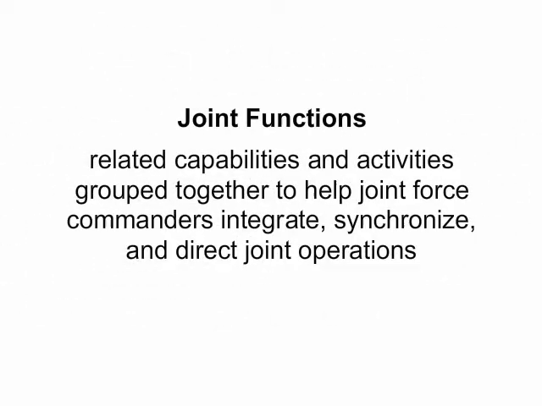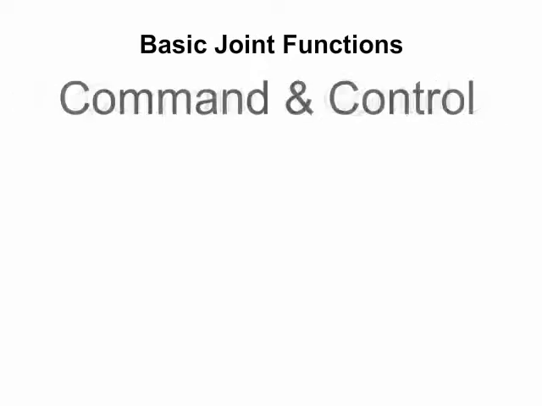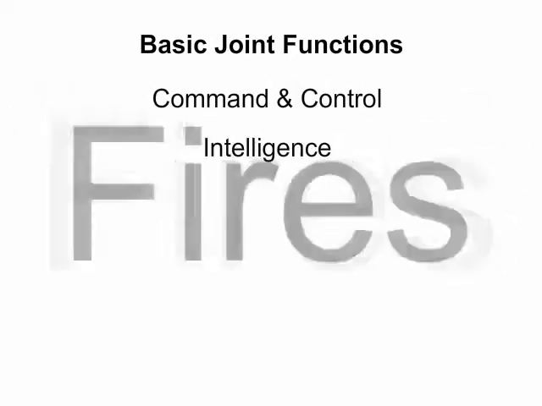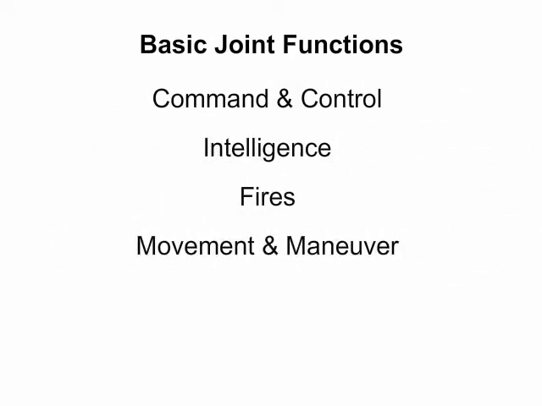Joint functions are related capabilities and activities grouped together to help Joint Force commanders integrate, synchronize, and direct joint operations. Functions that are common to joint operations at all levels of war fall into 6 basic groups: command and control, intelligence, fires, movement and maneuver, protection, and sustainment. Additionally, information operations, core supporting and related capabilities, are applied across the joint functions and independently.